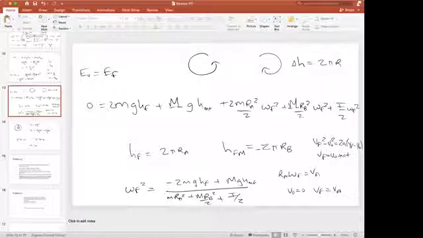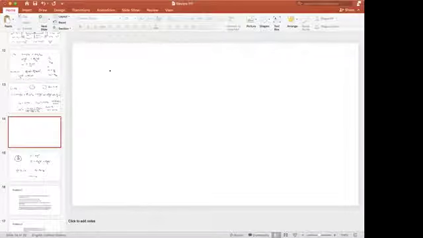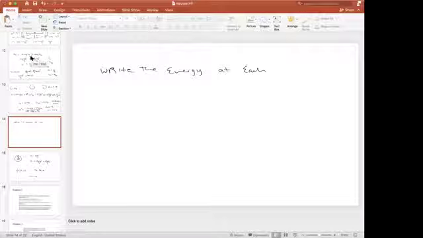But as far as the setup, what this algorithm is: write the energy at each point. So you need to choose 2 points. We chose before it started moving and after it had moved a distance of 1 rotation.